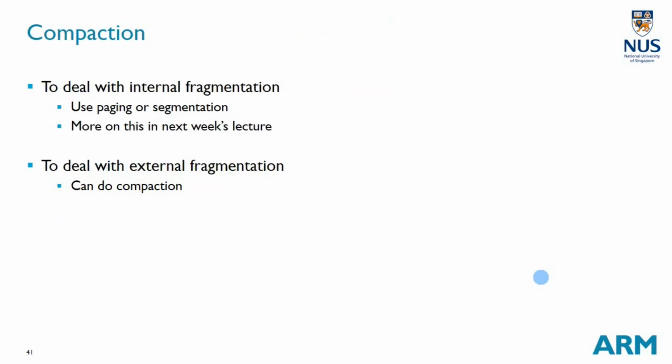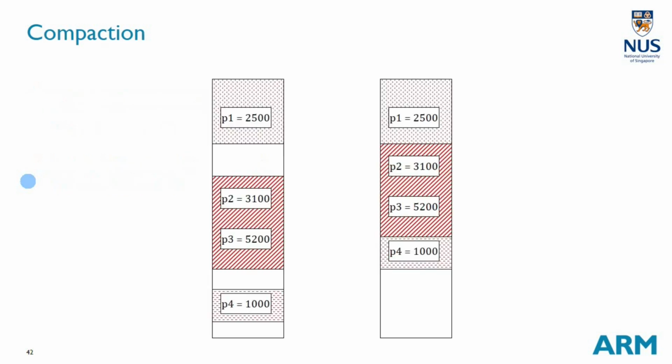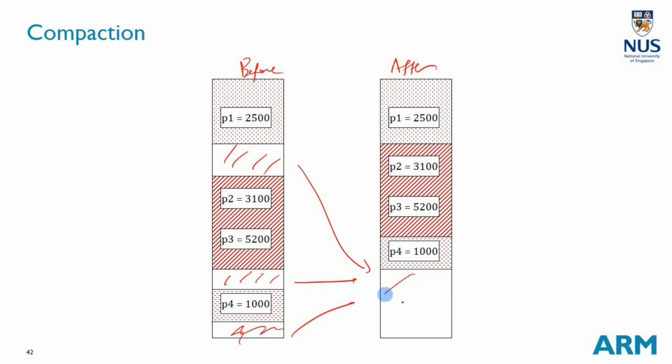In terms of compaction, we can deal with external fragmentation using compaction. For internal fragmentation, we can do paging or segmentation, which we will see in another class. For compaction, this is what I have before, and this is what you have after. After compaction, all this free space that I had in between is now combined together to create one big free space over here. So that is basically what compaction does.